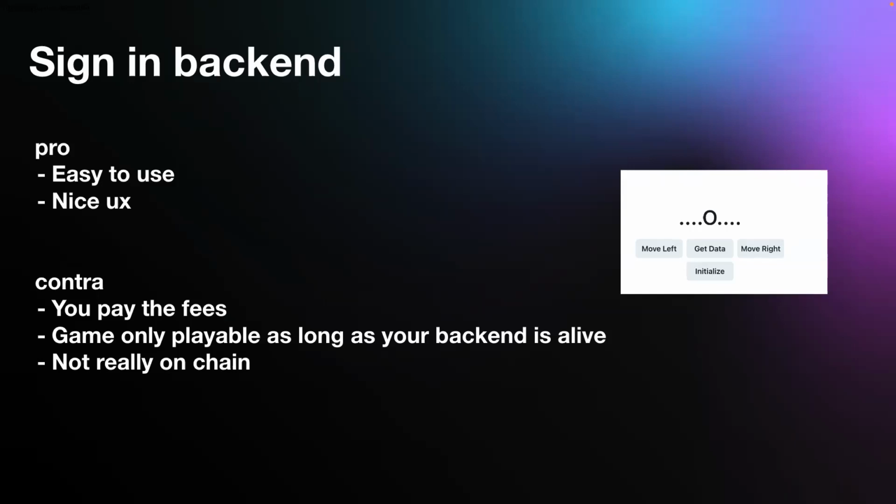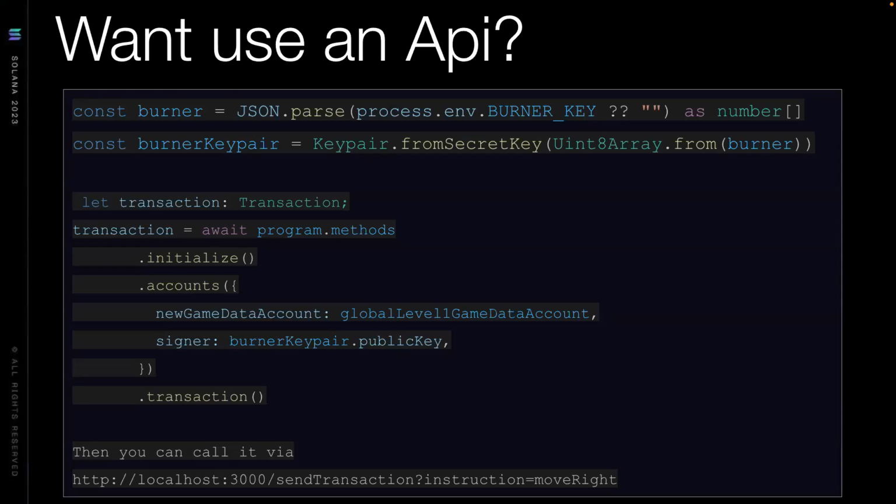Then another nice solution for auto-approving transactions is, of course, the easiest: signing in the backend. It's very easy to use, very nice UX. The problem is you are paying the gas fees. Another nice thing about building on-chain games is that you can distribute the costs of your backend to the players because they sign the transactions. And the game is only playable as long as your backend is live, since if your backend goes down, then you can't play the game anymore. So it's not 100% on chain, but maybe that's not necessary. This is how you would use it in JavaScript. You would just have a burner key in your environment variables, and then you would use this burner key to sign the transactions on behalf of the player.